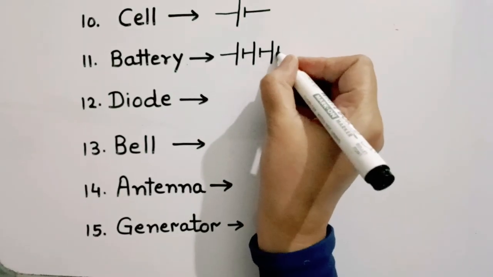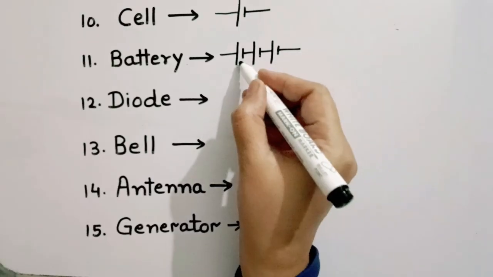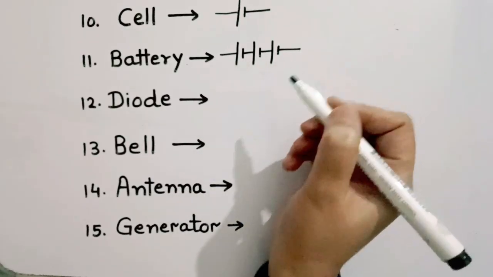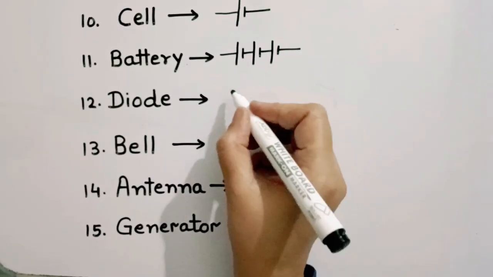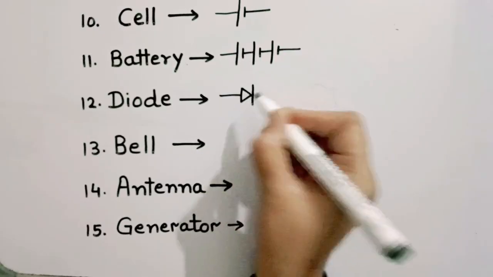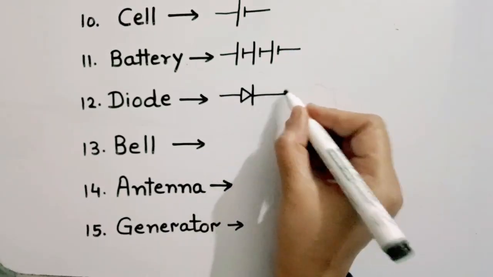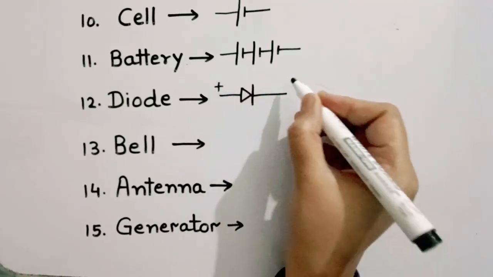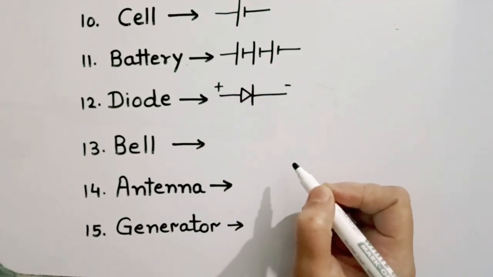How many cells are there in this battery? Three cells, 1, 2 and 3. Diode. Diode is represented by this, okay, P type and N type. So this is positive terminal, this is negative.